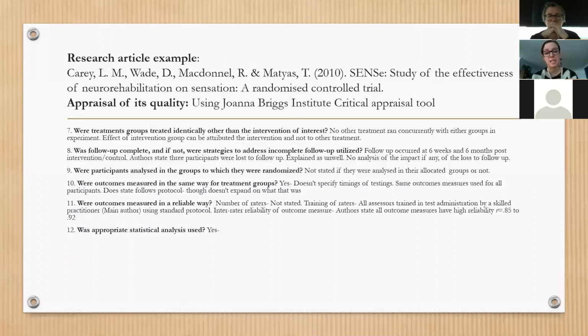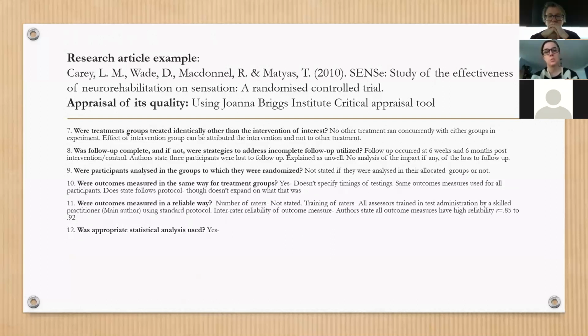Was follow-up complete? And if not, were strategies to address incomplete follow-up utilised? Well, follow-up did occur at 6 weeks and 6 months post-intervention. The authors state that 3 participants were lost to follow-up, and they explain this as being unwell. However, there was no analysis of the impact, if any, of that loss to follow-up. Were participants analysed in the groups to which they were randomised? It wasn't stated if they were analysed in their allocated groups. Were outcomes measured in the same way for treatment groups? Yeah, but it didn't specify the timings of the testings.